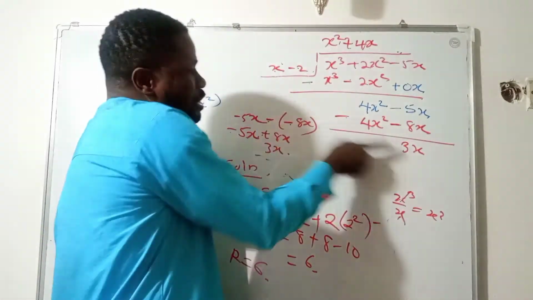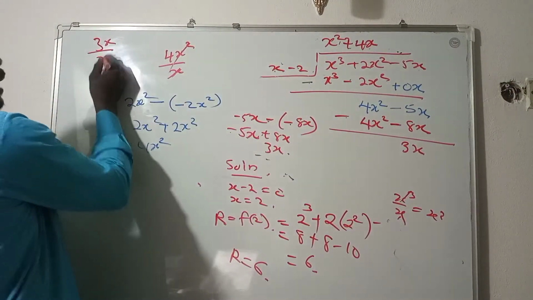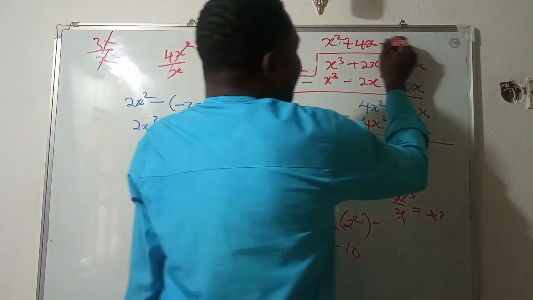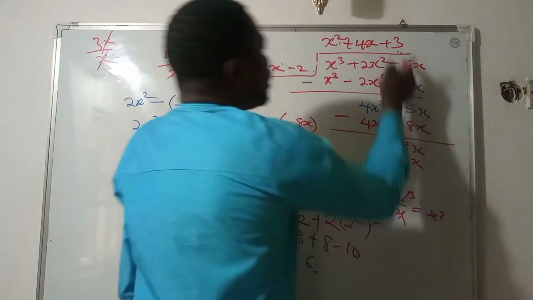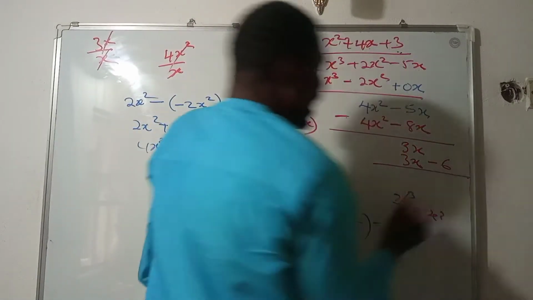I will now say x into this. In other words, 3x all over what? X. This 3x divided by this x. This will cancel this. I will have here plus 3. Plus 3 times this will give us 3x. Plus 3 times this will give us minus 6. I will draw this line as usual.